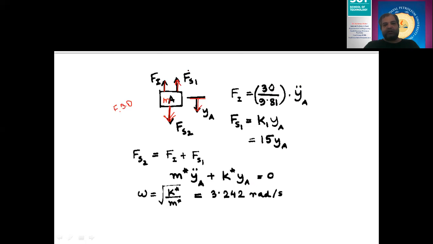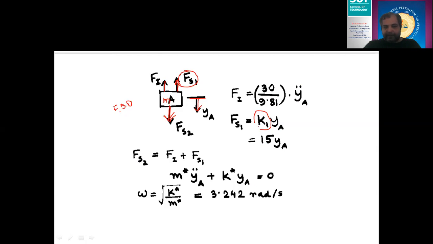Similarly, if I want to find out Fs1, Fs1 is nothing but K1 into the displacement of the first spring, which is Ya, right? So if I put the value of K1, which is 15, and this is Ya. Fs2, right? Then you can calculate the value of Fs2, or I can take the D'Alembert principle here, considering this particular thing is in motion.